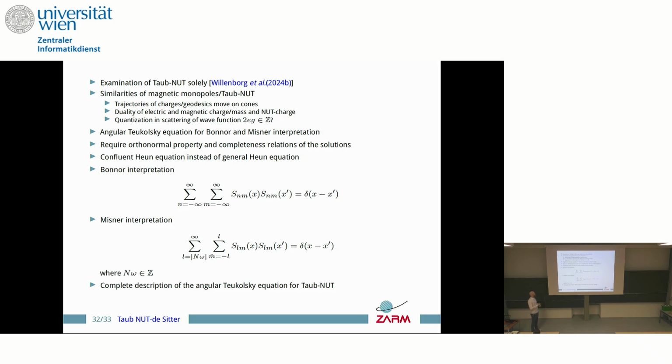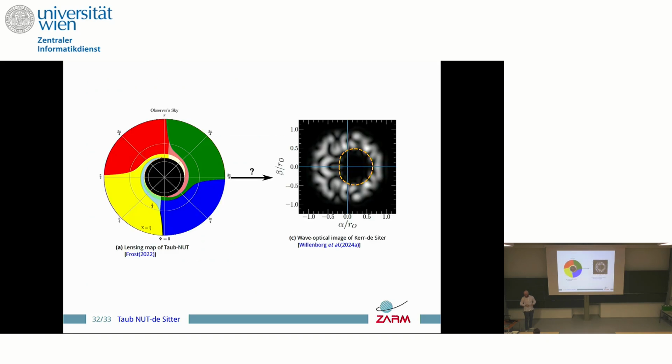The Misner interpretation, on the other hand, has such a property that you have quantization. I think the better wording here would be discretization of the product of the NUT charge and the frequency. So if you go up for high frequency, the sum will become very narrow. So it's also very interesting how this limit will calculate in the end. Okay, and now we have a complete solution of this angular Teukolsky equation, how completeness relations form in this way. And we want to see in the future how, for example, here's a lensing map for a NUT spacetime, how these aforementioned conical singularities in the Bonner interpretation will behave for a wave-optical image formation.